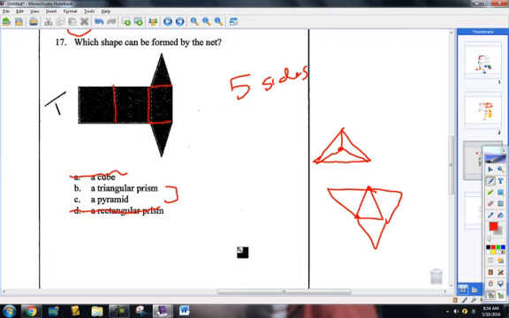All triangles, correct? If you had a rectangular pyramid, it would look like this. It would have 1, 2, 3, 4 triangles. Everybody got that? The only thing you can have 2 triangles on would be a triangular prism, because you're saying this right here is being stretched to that. Does everybody see that? Understand that? Okay, so that is letter B.